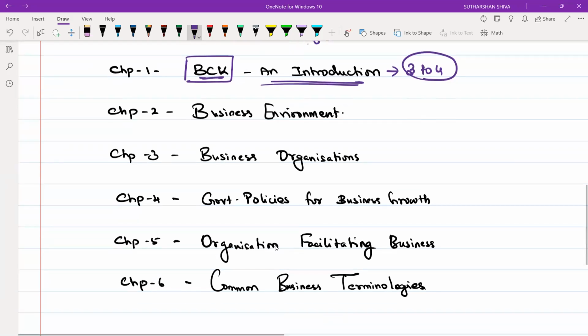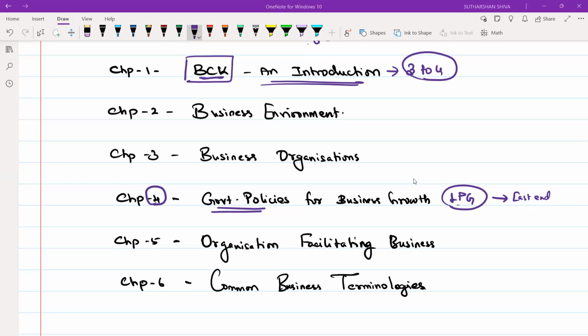Then immediately you should prepare chapter 4, that is government policies for business growth. That is liberalization, LPG, not liquefied petroleum gas. It is liberalization, privatization and globalization. At the end of the page, you have something known as proceed with caution and different responses that you need to study. You may expect a question from it.